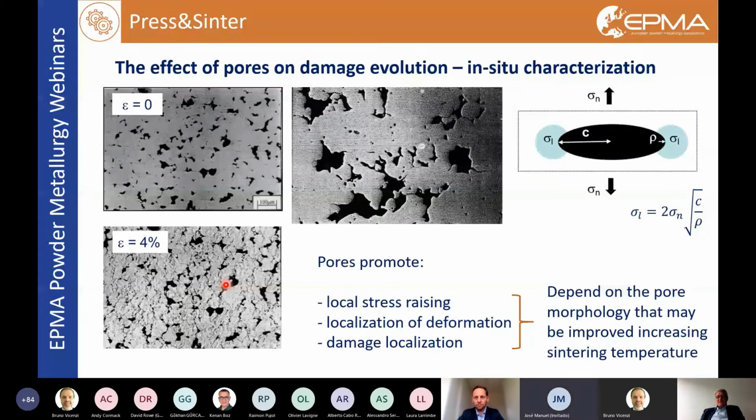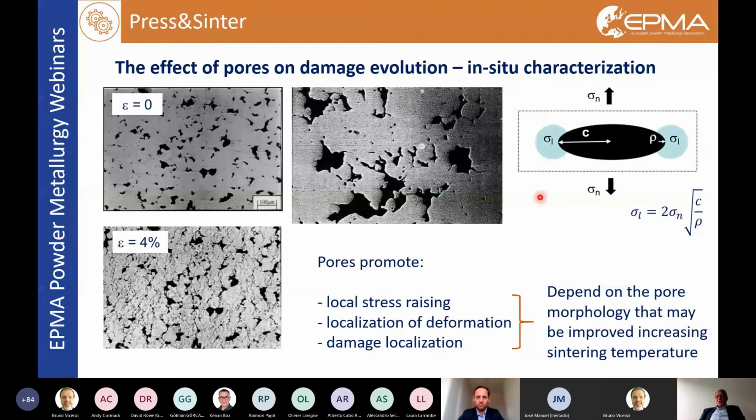This is a micrograph taken from a fracture specimen. We have cracks nucleating in correspondence of the pores, this one, and connecting to pores. So it means that we have a stress accumulation in correspondence of the pores. And this is clearly described since more than 1 century.